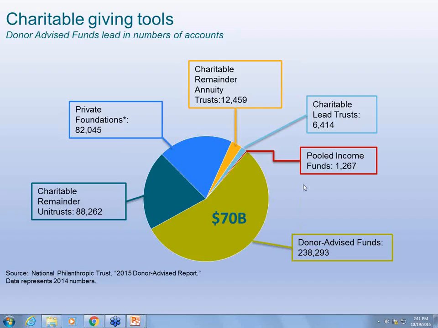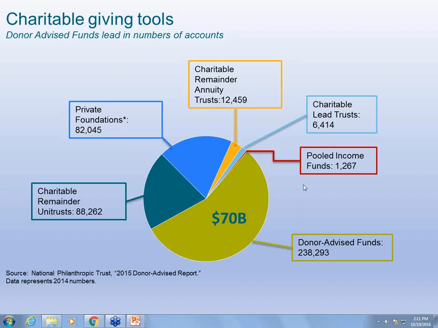Because the bottom line is donors who are strategic with their philanthropy and are informed about their options will choose giving tools that best support their overall plans, including an effective tax strategy.